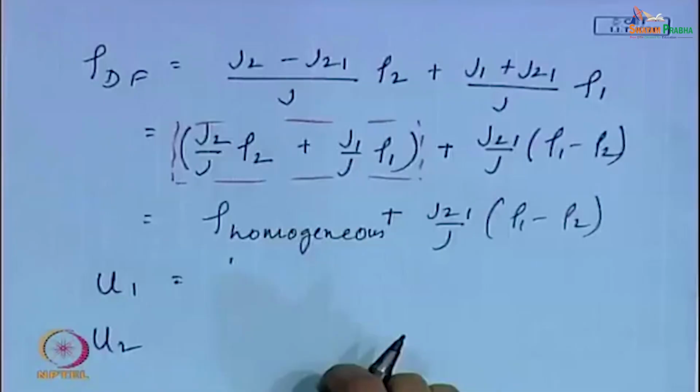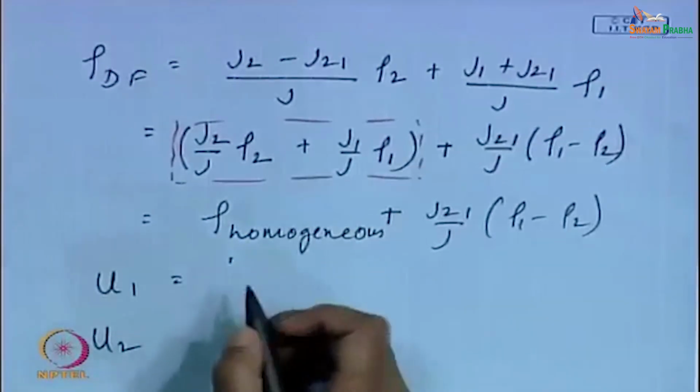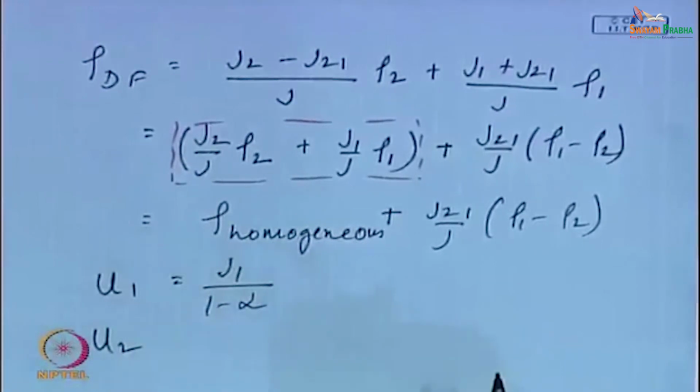From the homogeneous flow theory, no slip means u1 equals j1, isn't it? For the homogeneous flow theory, u1 equals j1. So, in this particular case, what is the expression of u1? Very true, or in other words, is it j1 by 1 minus alpha? q1 by a is equal to j1, fine. So, therefore, this is going to be j1 by 1 minus alpha.